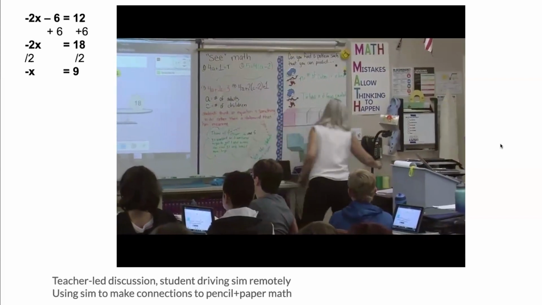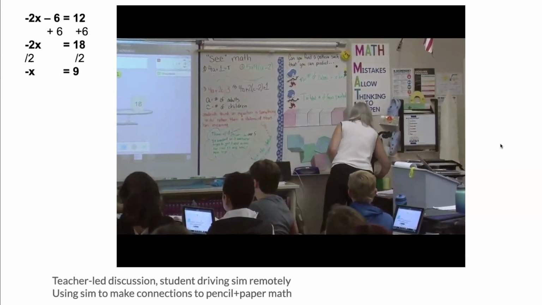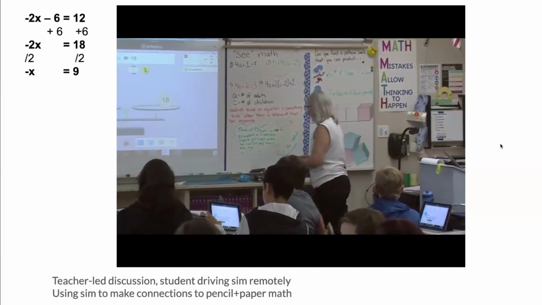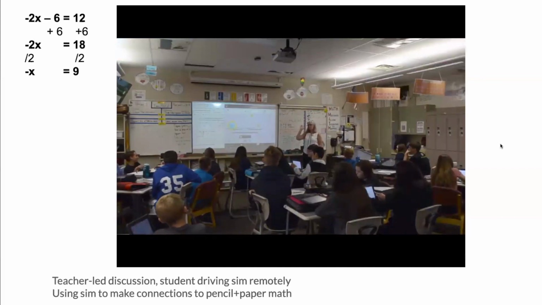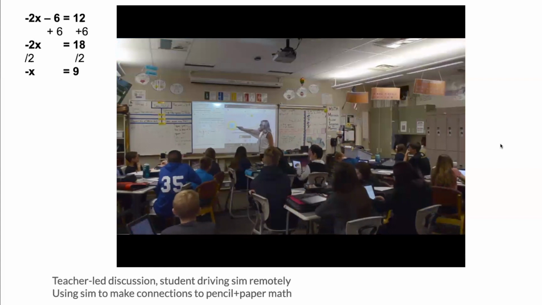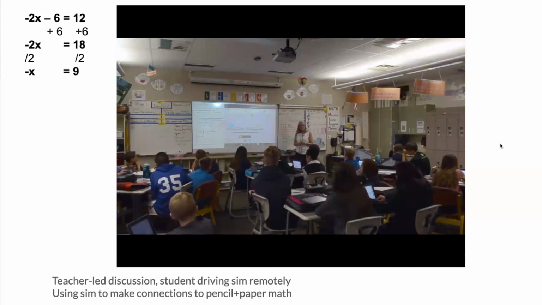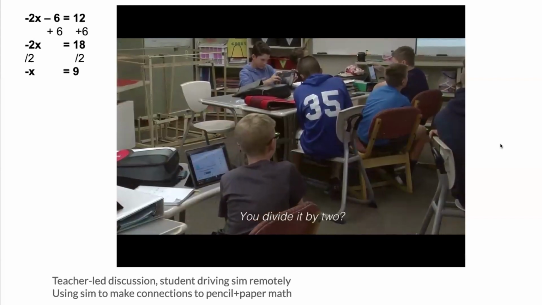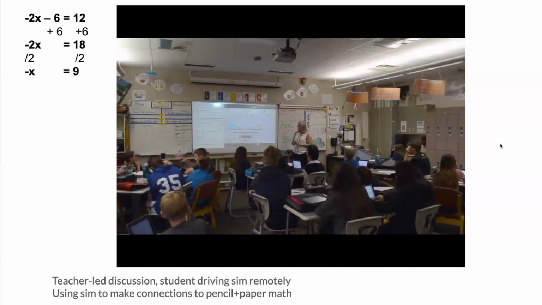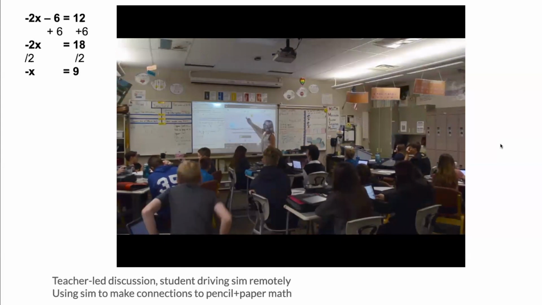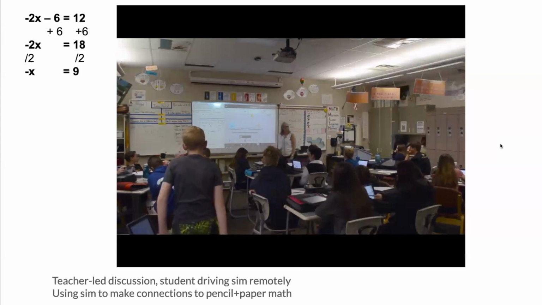I'm going to draw a stick. Austin, how are we going to get this to be just x so that we can eventually get to this answer? How do we change a -2x into just positive 1x? You divide it by 2. Okay. Would you come up and do it on the board? While Declan, will you model dividing by 2 on the overhead?